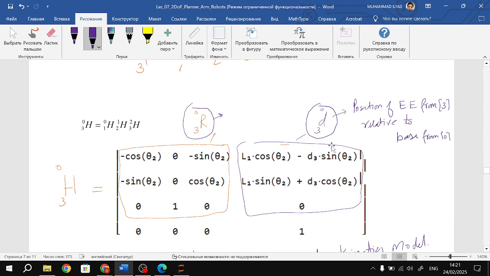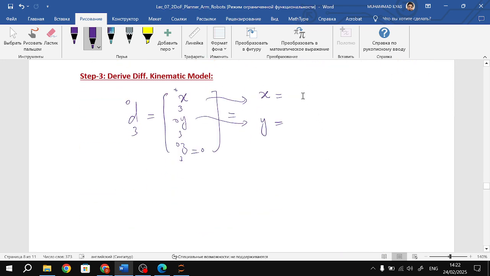Can I remember it? If I cannot remember, I can take a picture and then. Okay. So let's write down over here.